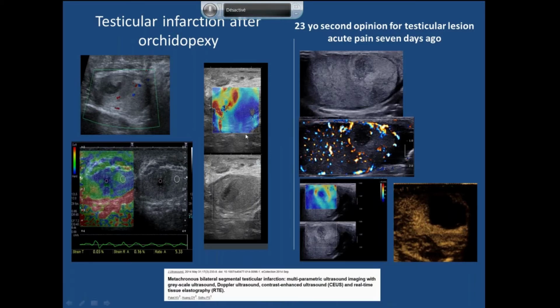And I will show you those two cases with infarction and an increased stiffness around the infarction, both with real-time elastography and shear wave elastography. With this man, he had an acute pain 7 days ago, and he was referred for a tumor. But finally, you can see the defect in vascularization, a rim-like enhancement at conventional ultrasound without any enhancement at all at the lower part of the testis, and an increased stiffness around the necrosed part.